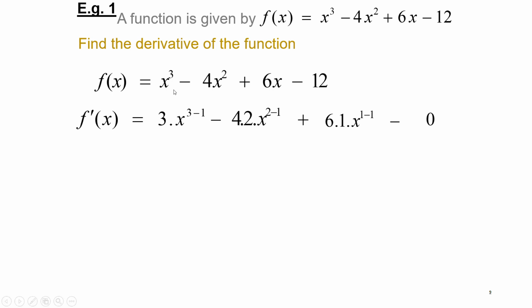Now we have everything done, we just need to simplify this. It's not good to write our answer in this form, all this has to be in simplified form. So 3 minus 1 becomes 2, 3 is multiplied to x power 2, 4 times 2 is 8, x power 1. We usually don't write 1 here, but for the purpose of explanation we have put 1 here, just to denote that 2 minus 1 is 1. And 6 times x power 0, so 1 minus 1 is 0 here, and minus 0 here.